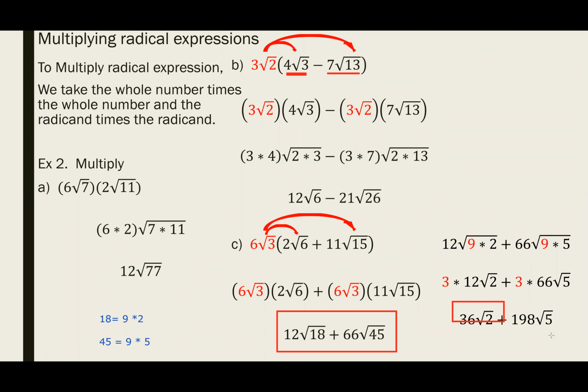There is nothing we can add because square root of 2 and square root of 5 are unlike radicands, right? The numbers are different. So this is all we have. We have 36 square root of 2 added to 198 square root of 5. Any questions with A, B, or C here, ladies and gentlemen? Questions with multiplying and so forth?